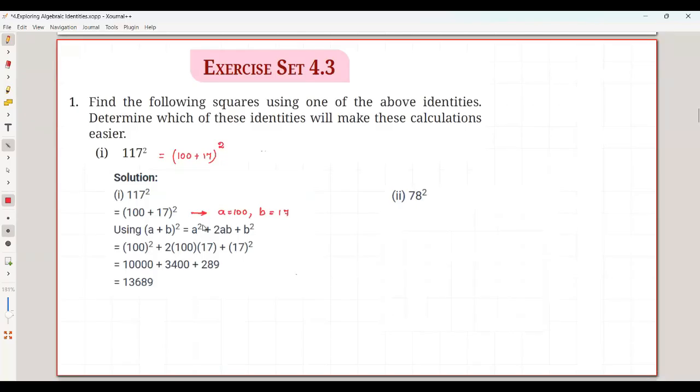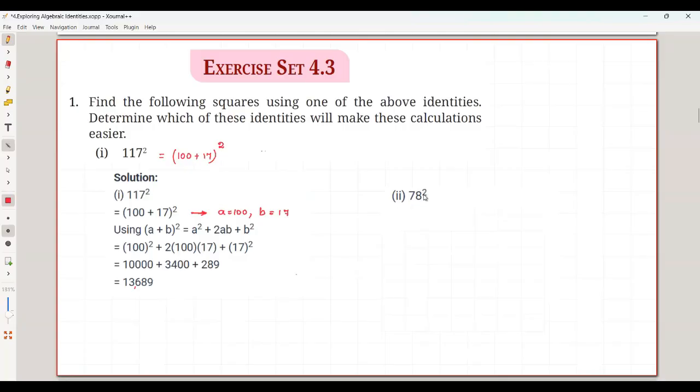a square is 100 square, plus 2 into a which is 100 into b value 17, plus 17 square. 100 square is 10,000, plus 2 into 17 is 34, 34 into 100 we can take as 3,400, plus 17 square is 289. So just add everything. The final answer is 13,689. 13,689 is the answer.